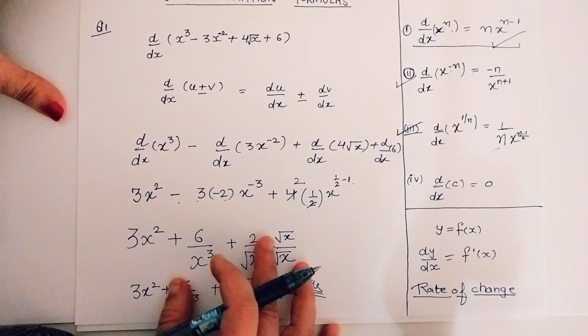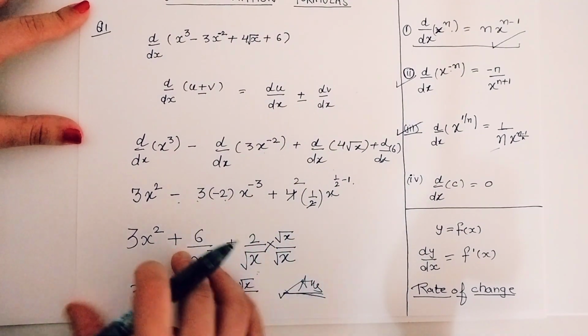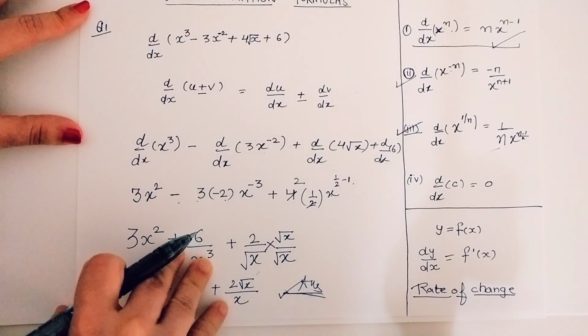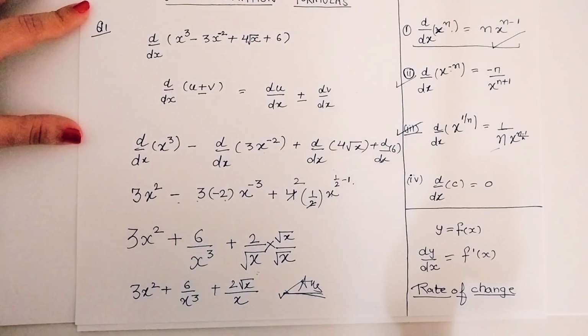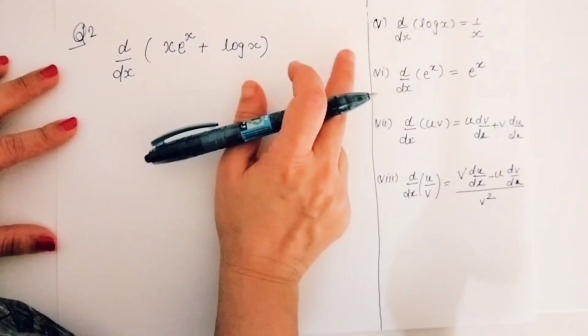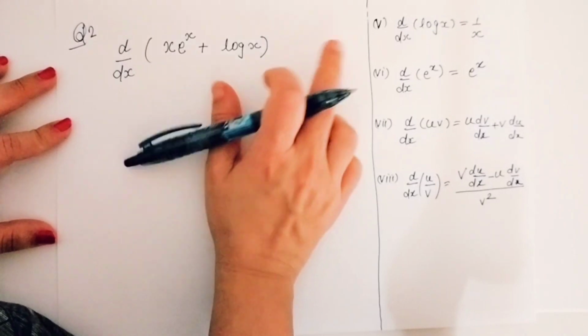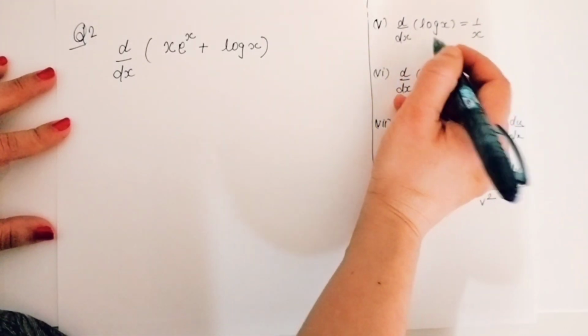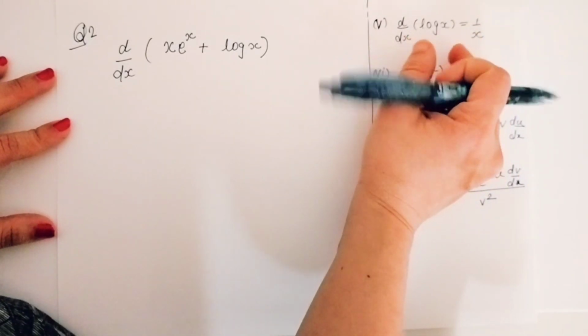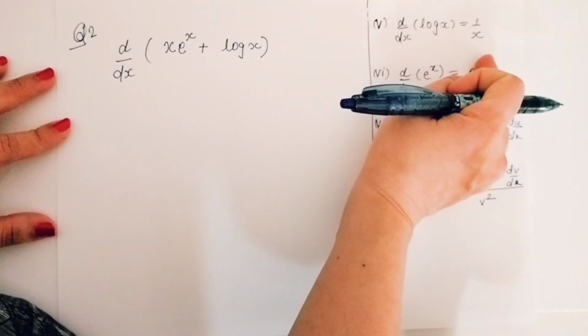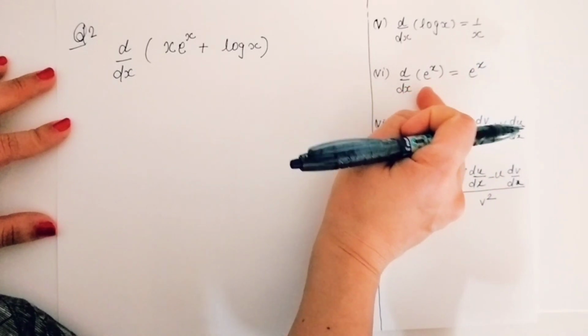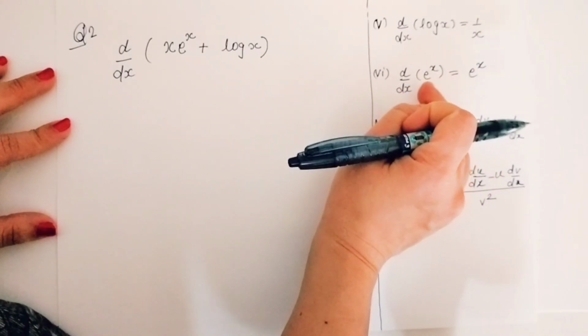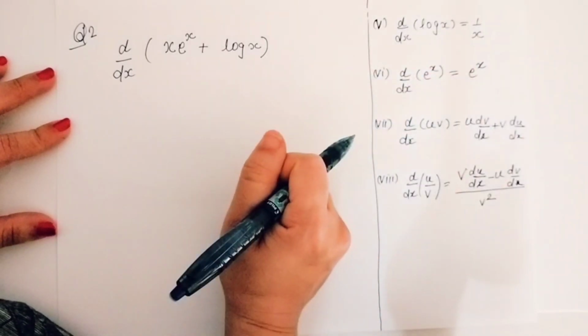So this was very basic differentiation. After this we will start with another formula. We discussed four formulas of differentiation. Now we have these four formulas. If we have a function log x, then the differentiation of that function is 1 by x. And if we have e raised to power x, then its differentiation is e raised to power x only.